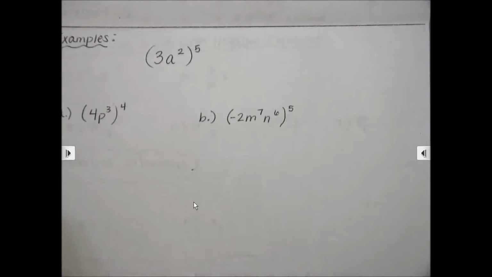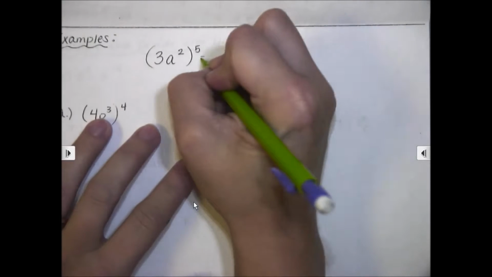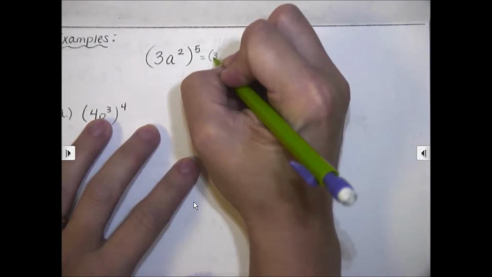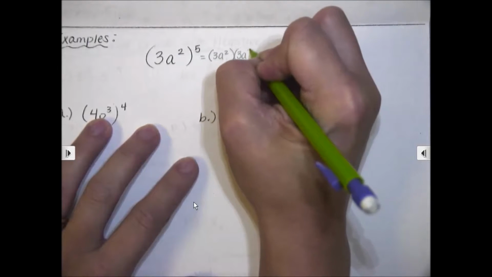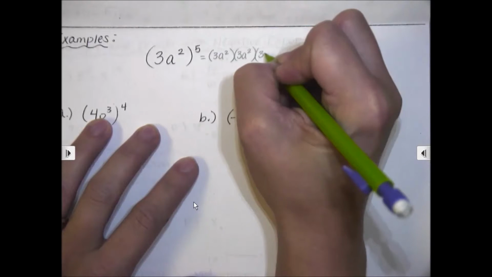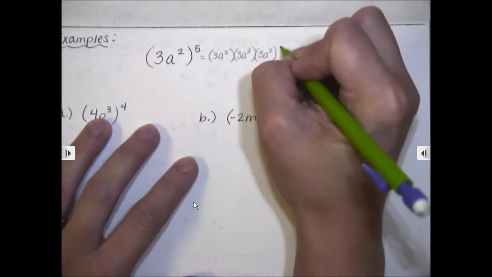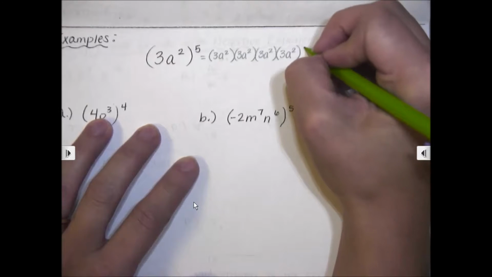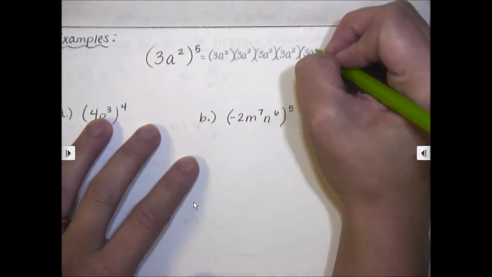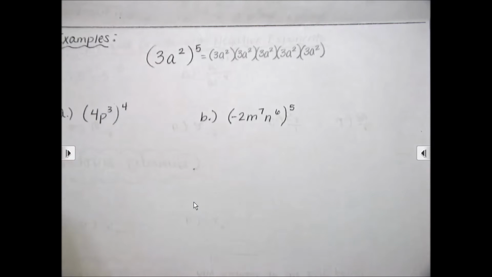Alright, so this tells me that I have 3a squared is going to be a factor how many times? 5 times. Hold on, don't take away my thunder. I'm trying to get it all the way to the explaining, then I'll give you the shortcut.